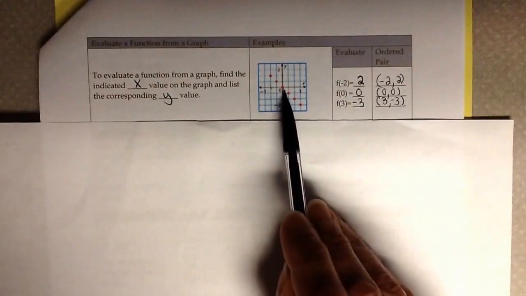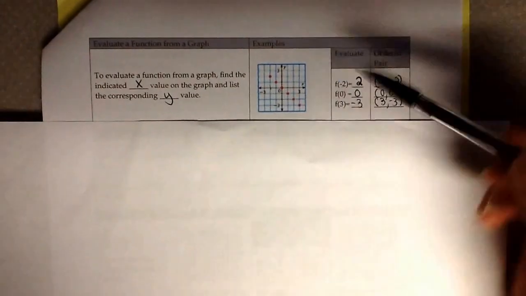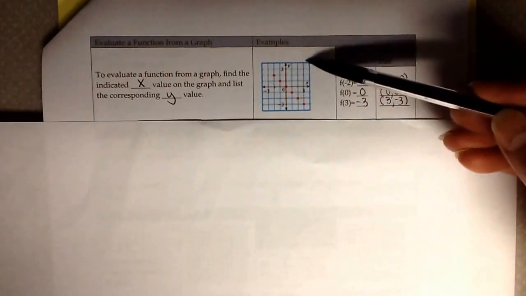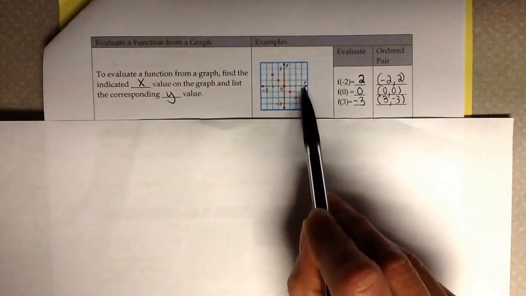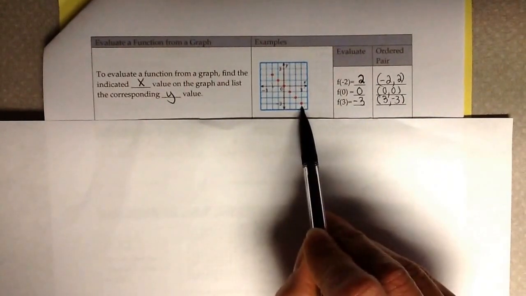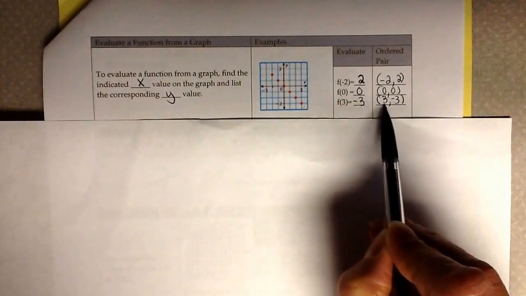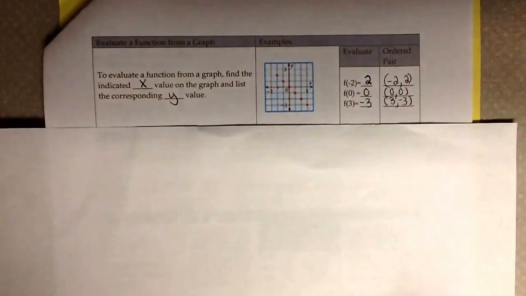F of 3, 1, 2, 3, go over here. I need to find a point that has an x value of 3, and when I trace it down here, this point does. I list the x value, which is 3, y value, which is -3. So f of 3 equals -3, or 3, -3 is the ordered pair.